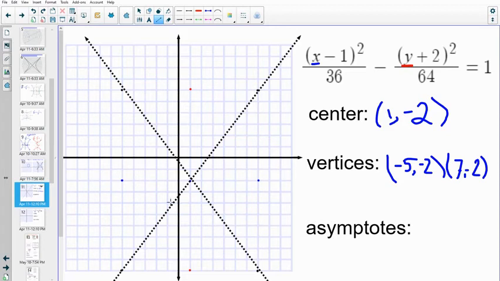Now the equations for these asymptotes. I'm going to go with the point slope form of a line and say that both of these asymptotes go through the point 1, -2. And so in point slope form, since the y value of my center is -2, I'm going to go with y plus 2, y minus the y value, equals the slope.